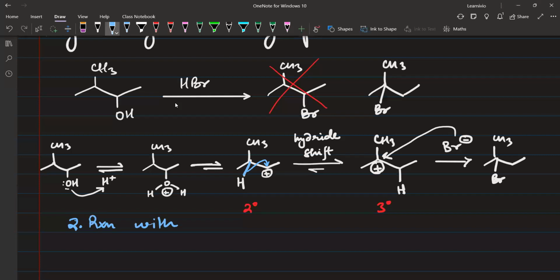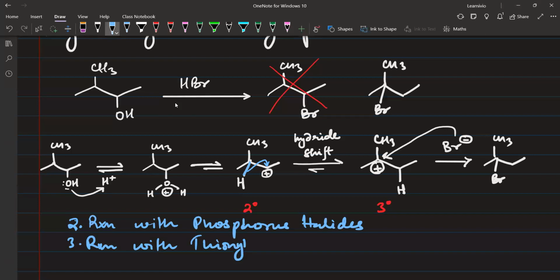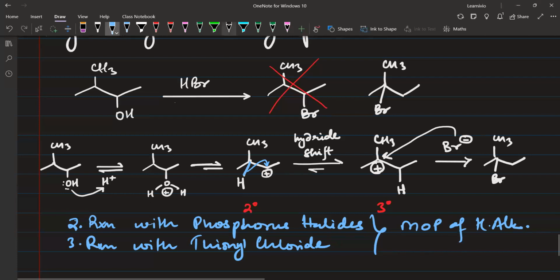Reaction with phosphorus halides. Third is reaction with thionyl chloride. Okay, both of these are already covered in the method of preparation of haloalkane. So you will not have much trouble with them. Also, they don't have any depth; they are reactant-product type. Look at them once again or write them in your copy, and that will be done. Write this down.